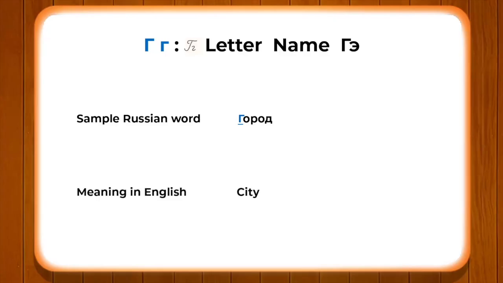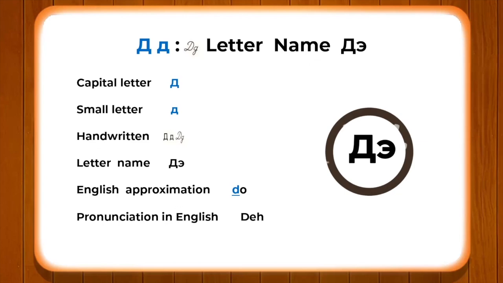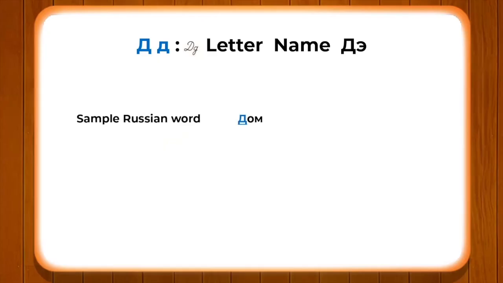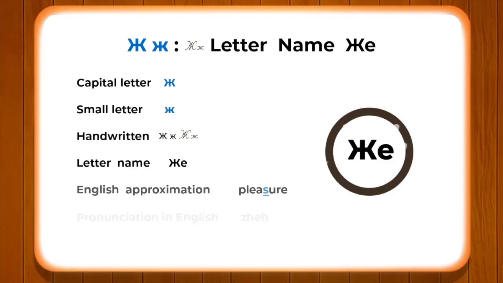The next letter is de. The English approximation is do, de in do. For clarity we have used a sample Russian word, dom, which means house. Okay, so the next letter is zh.